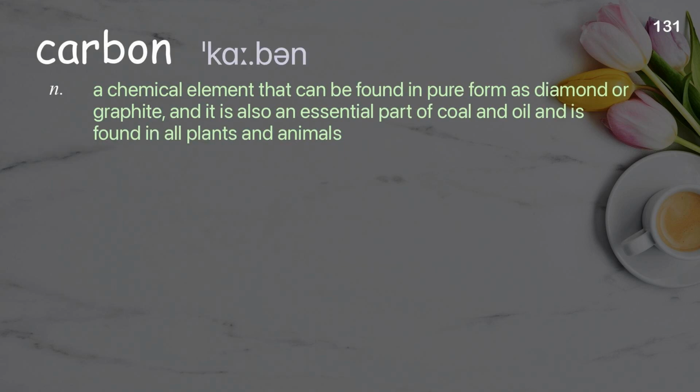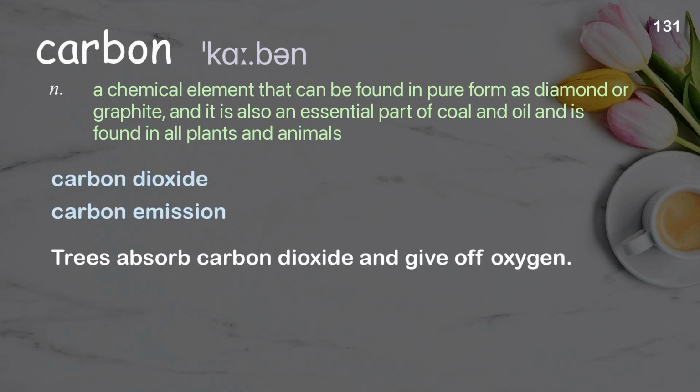Carbon. A chemical element that can be found in pure form as diamond or graphite, and it is also an essential part of coal and oil and is found in all plants and animals. Examples: Carbon dioxide, carbon emission. Trees absorb carbon dioxide and give off oxygen.